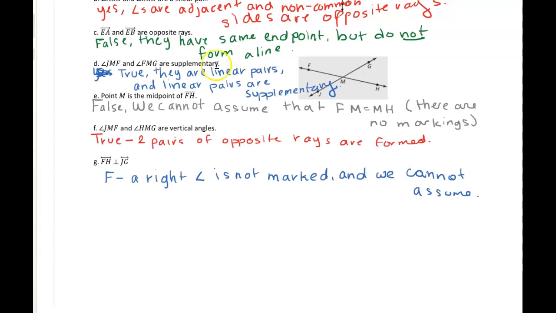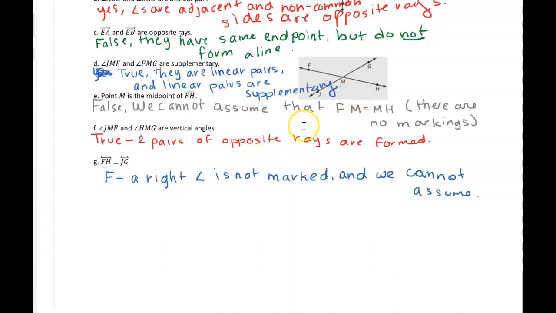All right, so this is what you should have gotten. Where it says, are JMF and FMG supplementary? If you look in this diagram here, these two angles are a linear pair. And remember, linear pairs are always supplementary because they always create a straight angle, which is 180 degrees. On E, it says M is the midpoint of FH. It does look like it's the midpoint, but because there are no markings to show that FM and MH are equal or congruent, we cannot assume that M is the midpoint.